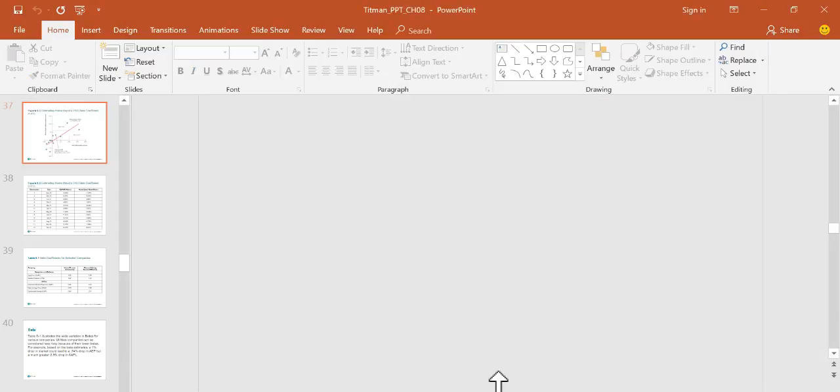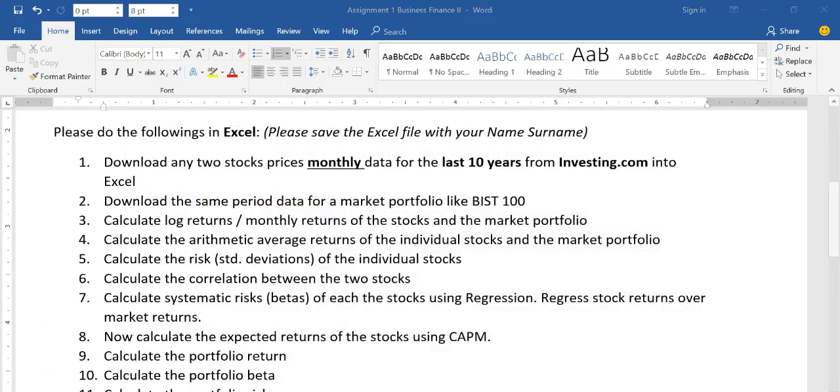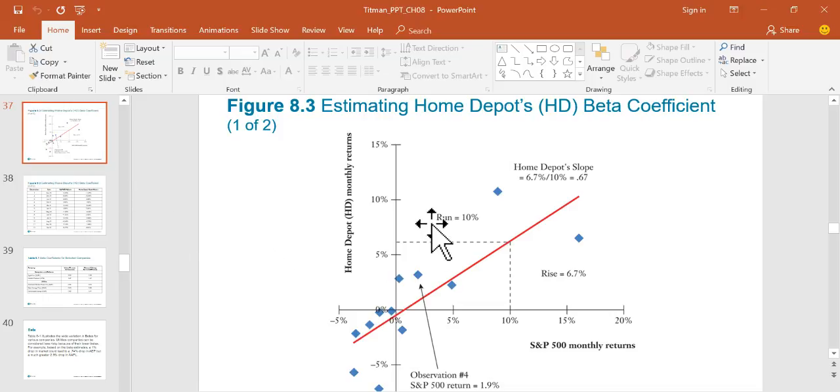As you might remember, the beta of the stock is just how the stock is related with the market portfolio returns. In this picture, on the horizontal axis is the market return, the S&P 500 market portfolio monthly returns, and here you see Home Depot, a stock, and its monthly returns. So in this graph we see how the Home Depot stock monthly returns are related with the market portfolio of S&P returns.